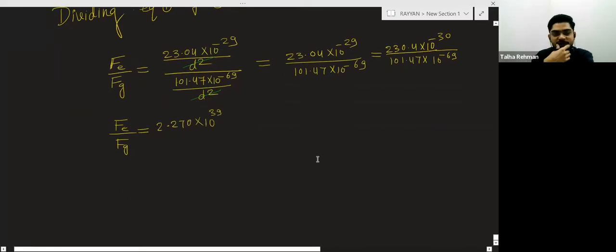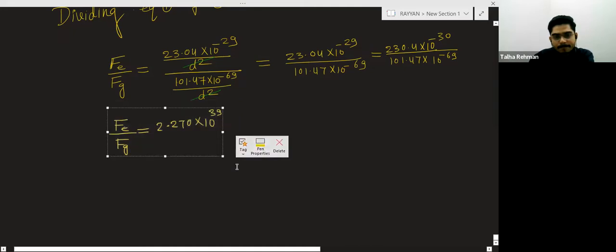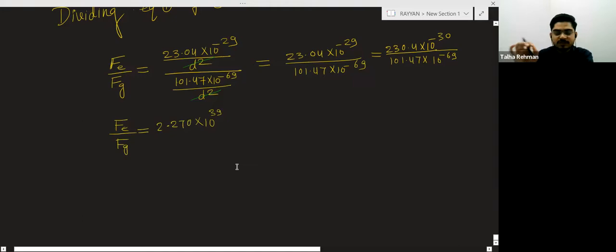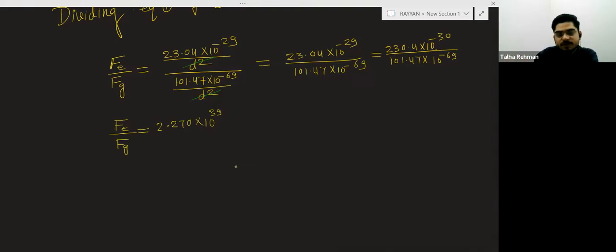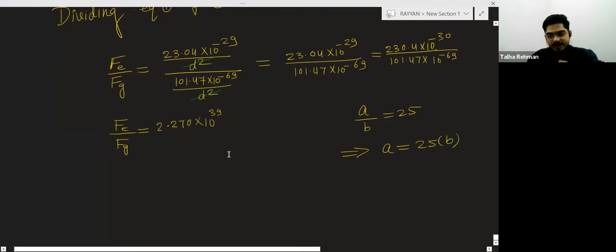Now can you tell me which force is greater? See here. Okay, I'm giving one more example. Suppose I am saying A divided by B is equal to 25. So which one is greater? A is greater or B is greater? So I can say that A is equal to 25 times of B. So which will be greater? A. Yes. Same concept will be applied here.